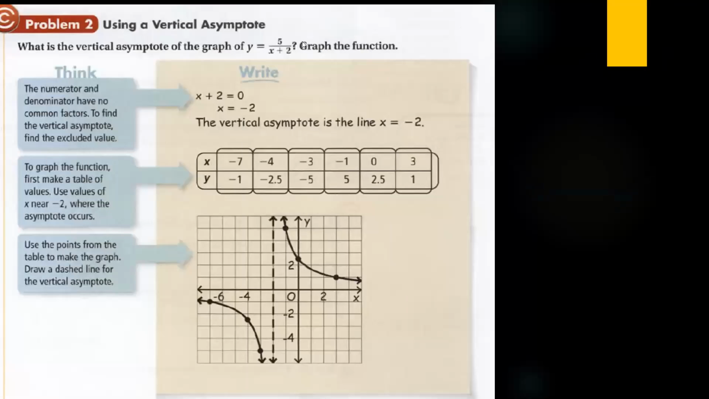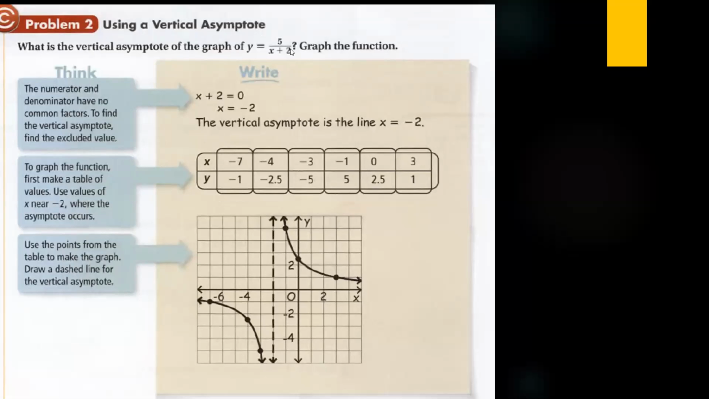Now, here, by the way, I drew 5 over x. Here, I draw another function. Wait a minute, please. I drew for you 5 over x minus 2, not x plus 2. That's why I can say I draw another example.